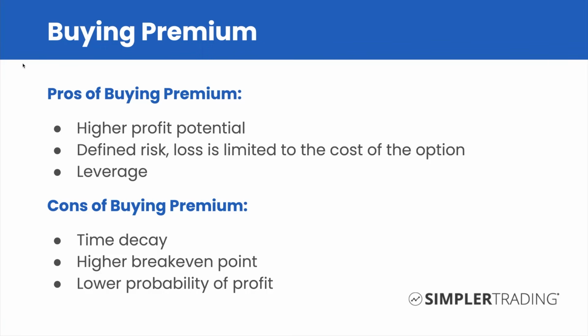Some of the pros of buying premium, pros and cons. Some of the pros are that it has a higher profit potential. It has defined risk in that the loss is limited to the cost of the option. When you buy premium, you're not able to lose more than what you put in. And you also get the additional leverage provided by buying the premium. Some of the cons of buying premium are the time decay that you will face, the fact that they have a higher break-even point, and a much lower probability of profit over time.